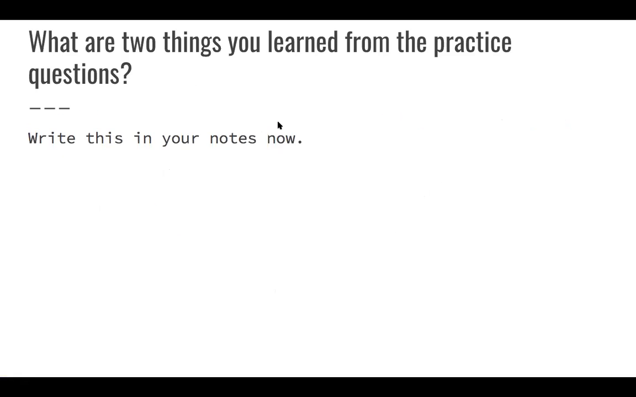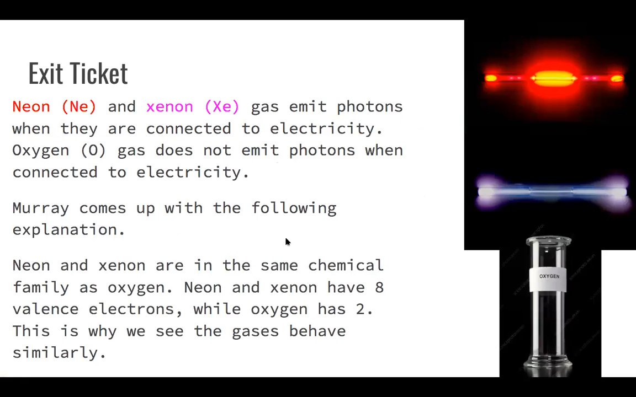Okay, you're going to take a second to answer. There is a spot for you to answer this in your notes, so you don't need to create a spot. But we're going to talk about 2 things that you learned doing those practice questions. Here's the exit ticket. Neon and xenon gases emit photons when they are connected to electricity. Oxygen gas does not emit photons when connected to electricity. This is a new phenomenon. You didn't know that before, or maybe you did, but if not, you certainly know that this is true right now. I'm going to come up with an explanation right here.